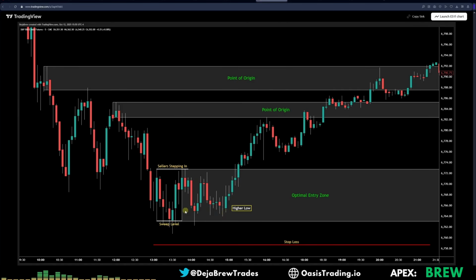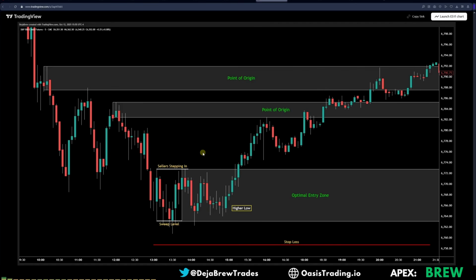So your optimal entry is from that sweep level to where those sellers are stepping in. And like we talked about earlier, you could target VWAP, you could target the point of origins, you could target higher value levels, etc. Stop loss below the low. Like we said earlier, where below the low is up to you. It's really a variable based on volatility. Just give it some wiggle room. Make sure your risk to reward is 1.25 to 1.5 or higher.